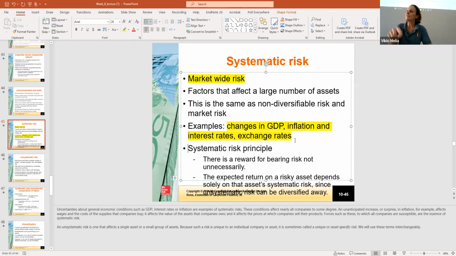If these risk factors affect most companies, do you think we can avoid systematic risk? No, we can't avoid systematic risk. So we get higher returns for bearing higher systematic risk because we can't avoid it. It's market-wide. We can't avoid it.